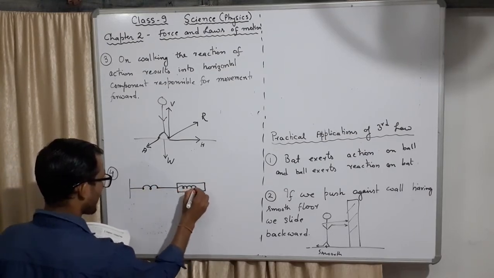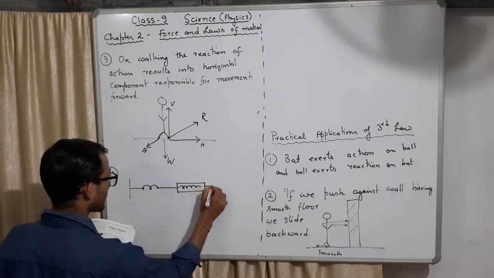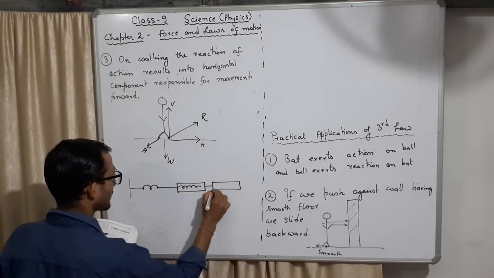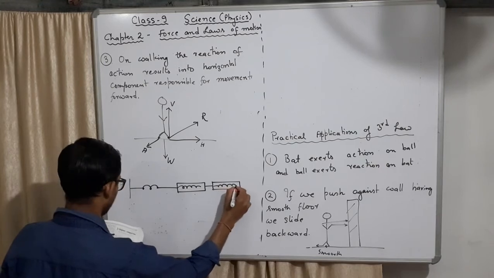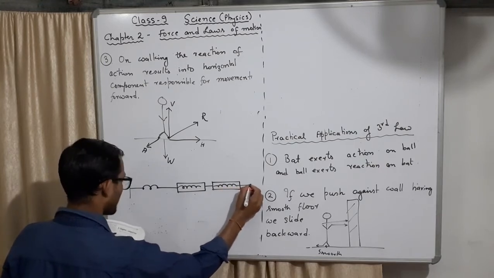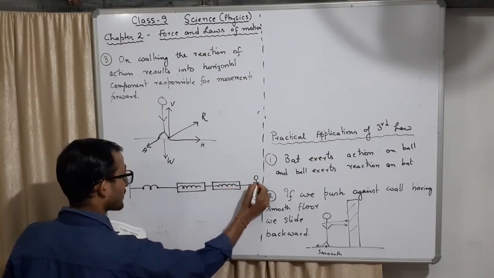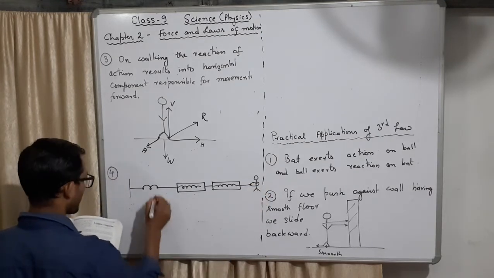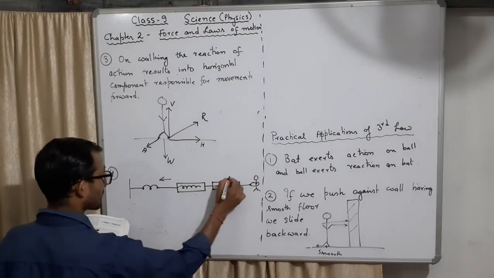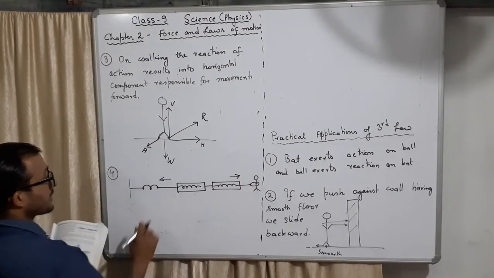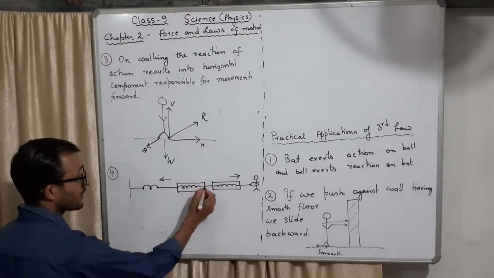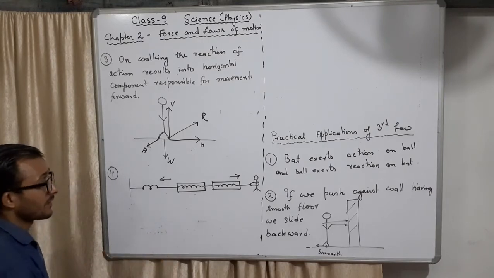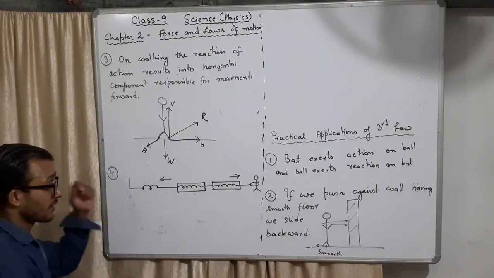This is called a spring balance. You may have seen this, or you may not have seen it. The person is carrying this. A spring balance is something with which you can weigh things, measure things. How many kgs of mass? 2 kg, 3 kg, you can measure.